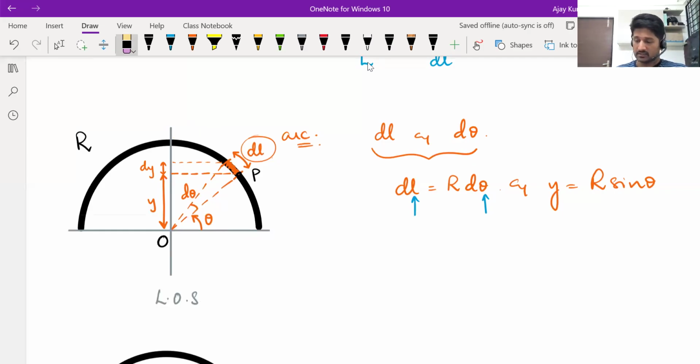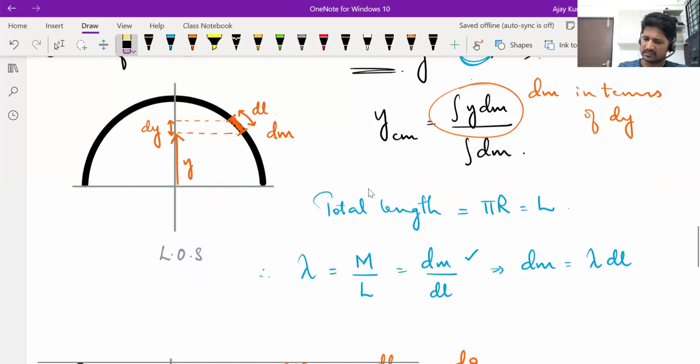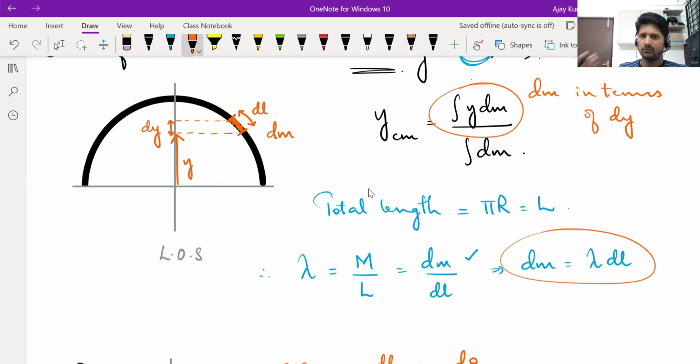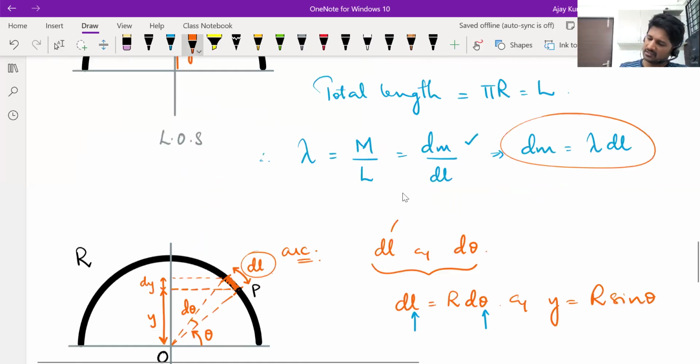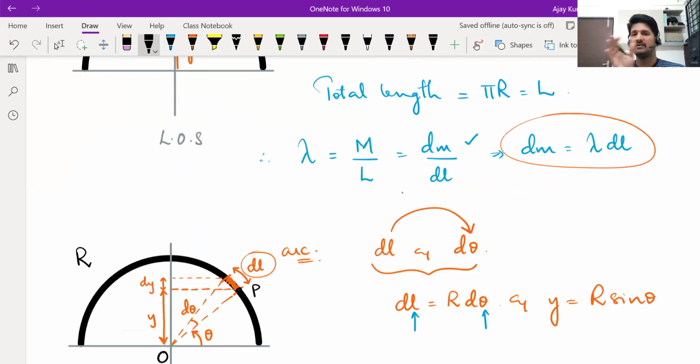Now, again, let us keep our target in mind. Our target is to integrate y dm. We know how to express dm in terms of dl. dm is equal to lambda into dl, that is established already. But that's not needed now. We need dm in terms of dy, not in terms of dl. And we were not able to express dm in terms of dy. So what we did is we changed dl to d theta terms. Next, we will change dy to d theta terms. Then we will relate them. That's the idea.